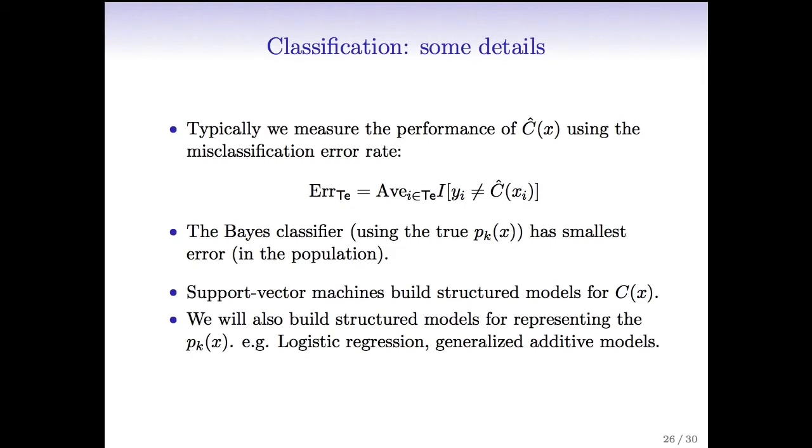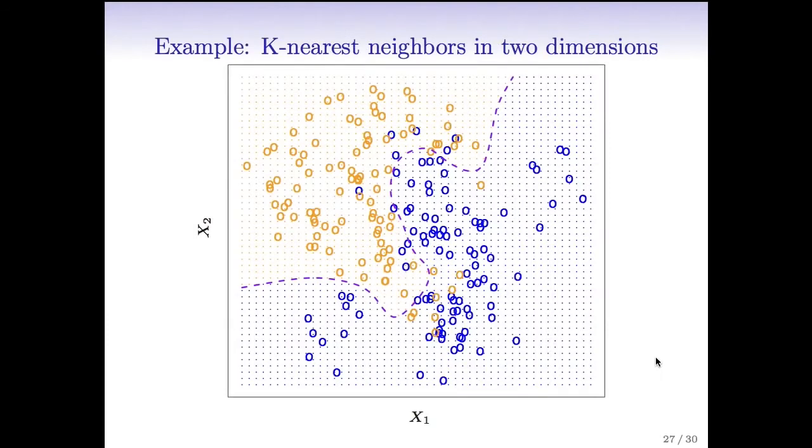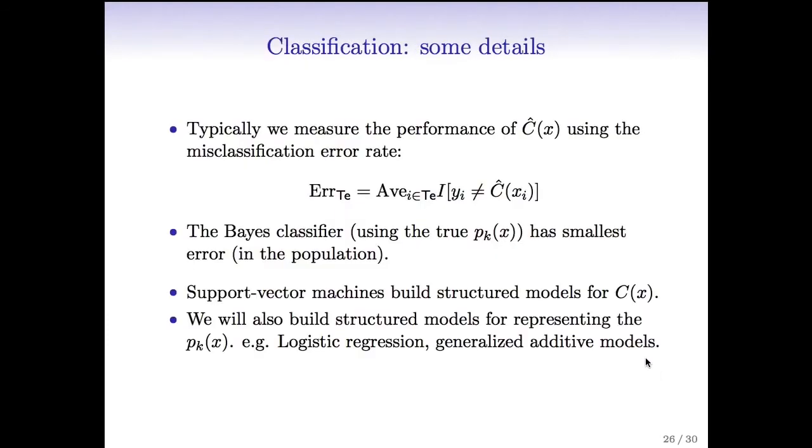Later on in the course, we're going to talk about support vector machines, and they build structured models for the classifier C of x. And we also build structured models for representing the probabilities themselves, and there we'll discuss methods like logistic regression and generalized additive models. The high-dimensional problem is worse for modeling the probabilities than it is for actually building the classifier. For the classifier, the classifier just has to be accurate with regard to which of the probabilities is largest. Whereas if we're really interested in the probabilities themselves, we're going to be measuring them on a much finer scale.